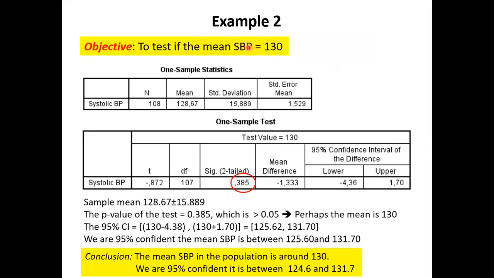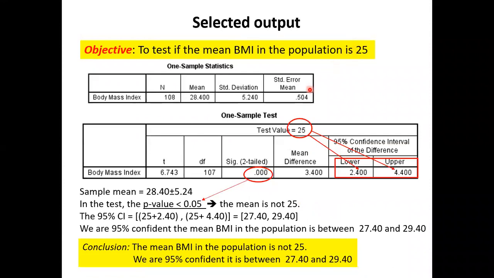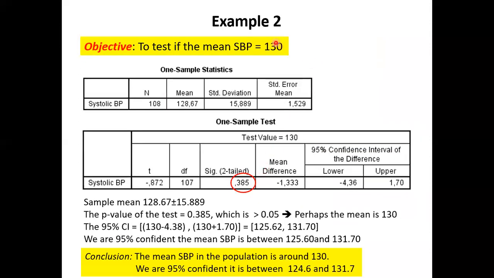Next, example number 2. To test whether the mean SBP, systolic blood pressure, is 130. This is the descriptive statistics we went through last week, and you're testing whether the mean is 130. Look at the p-value. This p-value is more than 0.05. Then I say perhaps the mean is 130. When you asked whether the mean is 25, we said no. Here, is it 130? Don't say yes. We say perhaps yes.